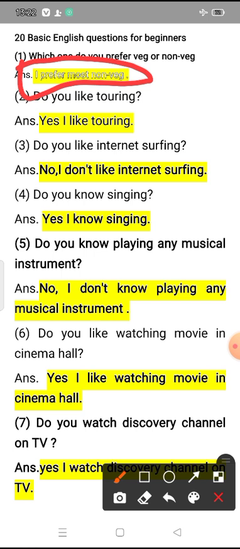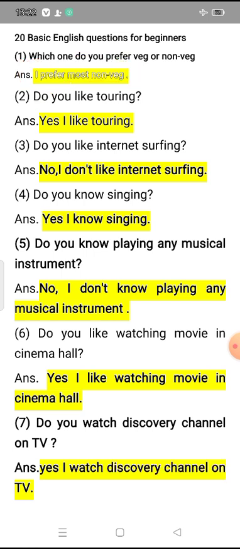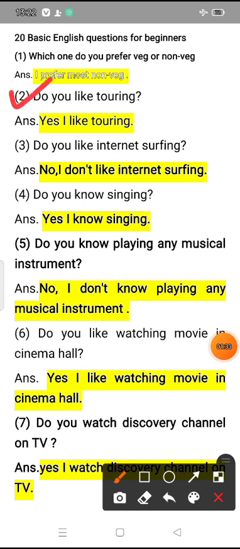Your second question is: do you like touring? Do you like touring? This is your second question. It means do you like to visit? So if you like to visit many places, then you can say yes, I like touring. If you don't like to visit many places, then you can say no, I don't like touring.